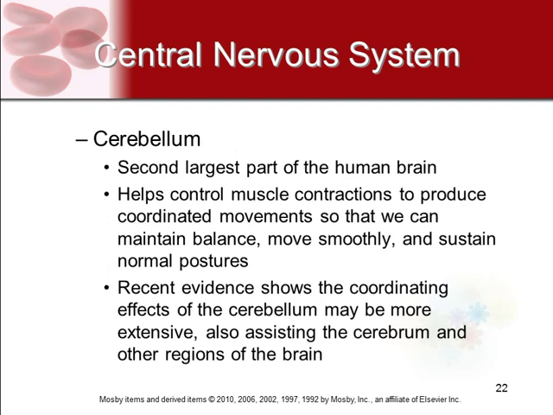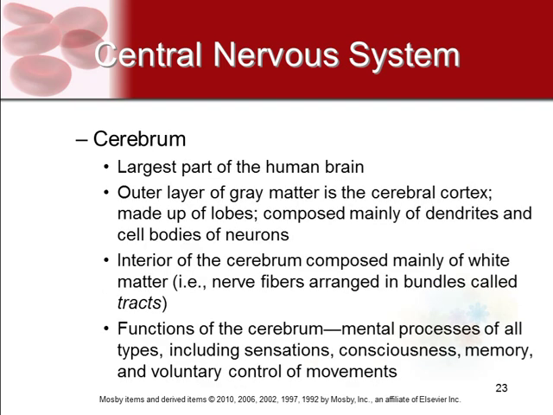And you have your cerebellum. And this is the largest part of the human brain. So this helps control muscle contractions to produce coordination and movements that we have. It's also going to help, because it controls those muscle contractions, remember, with balance and moving smoothly and being able to maintain your posture. Your cerebellum is really responsible for all of that. And there's been some more evidence lately that says that your cerebellum may be more extensive, and that it'll actually assist the cerebrum and other regions of the brain as well as just being in control of muscle function.